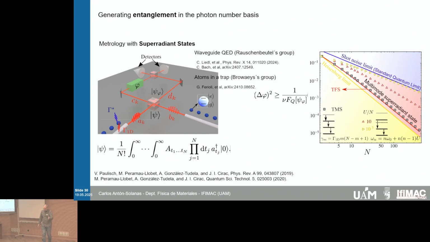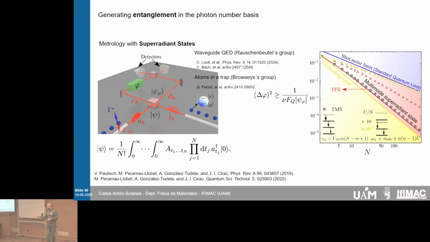Another thing that I want to go a bit quicker about is that if you want to use metrologically relevant quantum states of light, there is this proposal from Alejandro González Tudela and Cirac, where they are proposing to use superradiant pulses of light that can be emitted by atoms coupled to a waveguide or atoms within a cavity, where you have a burst of single photons making this type of quantum state in which the scaling of the phase determination can be as good as the Heisenberg limit.